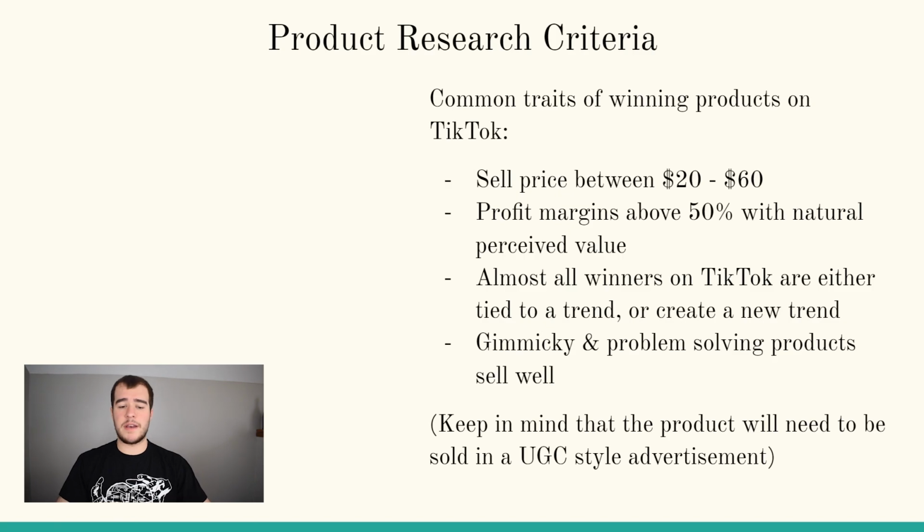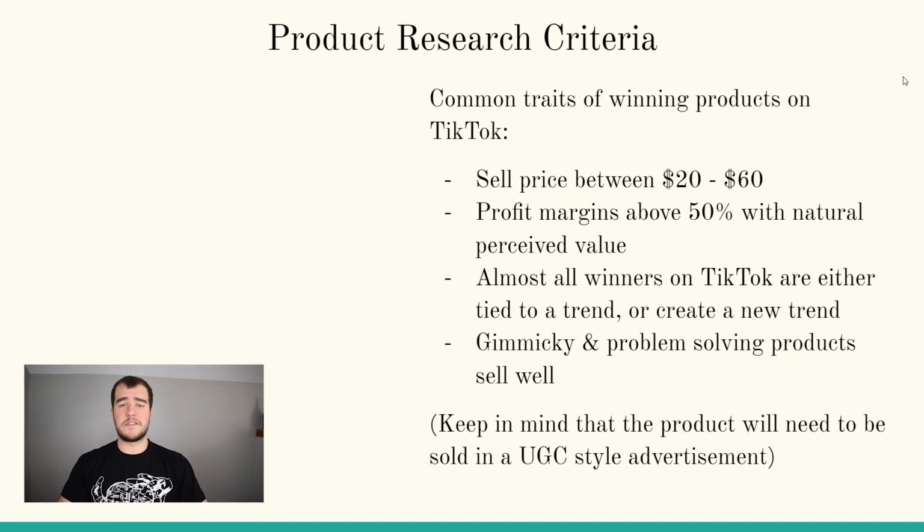So keep that in mind, and keep in mind that you want natural perceived value with that profit margin. You don't want to be stretching the profit margin just to make sure that you have it, because what's going to happen is you're going to try to sell a product for way more than people know that it's worth, and it's just not going to work. So try to find products that are naturally worth about double what they're costing you. And this is not hard with AliExpress and different supply chains over in China. They usually get products pretty cheap.